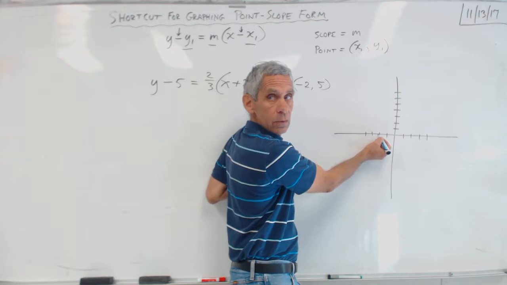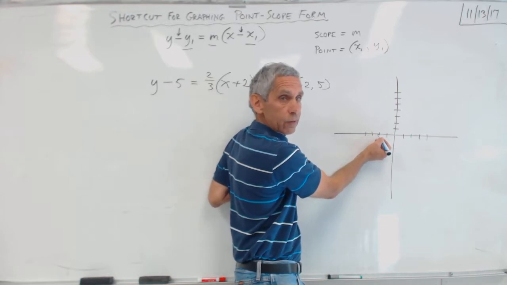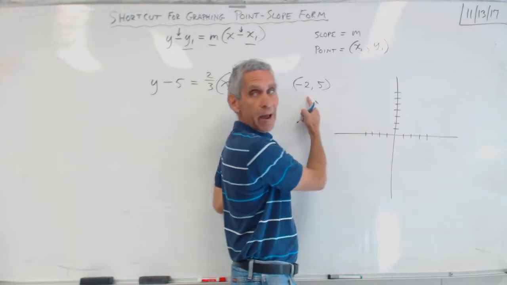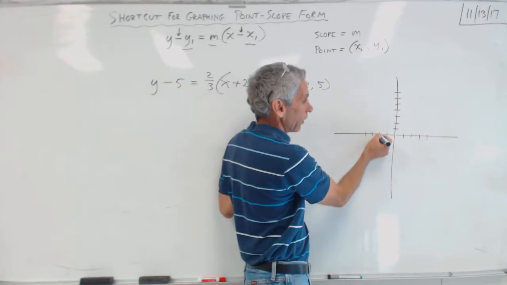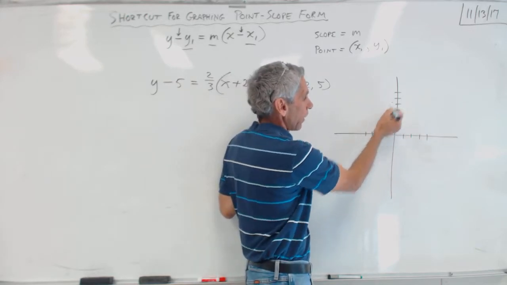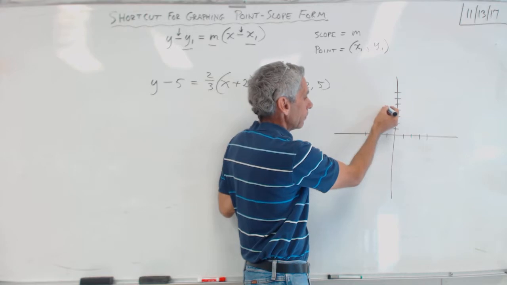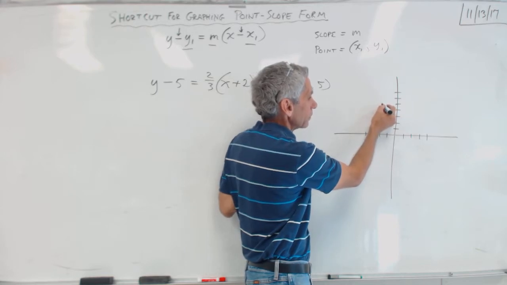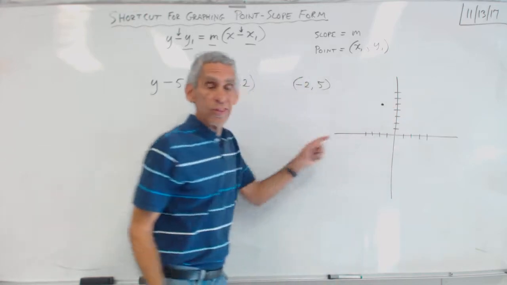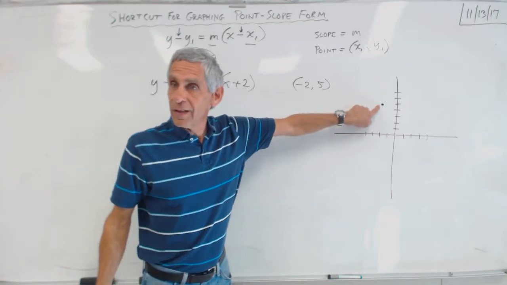You go up 5. Oh, this is a map, right? So I go to the left 2 and I go up 5. 1, 2, 3, 4, 5. So left 2, up 5. Somewhere around there, am I right? Yeah. So that is on the line.